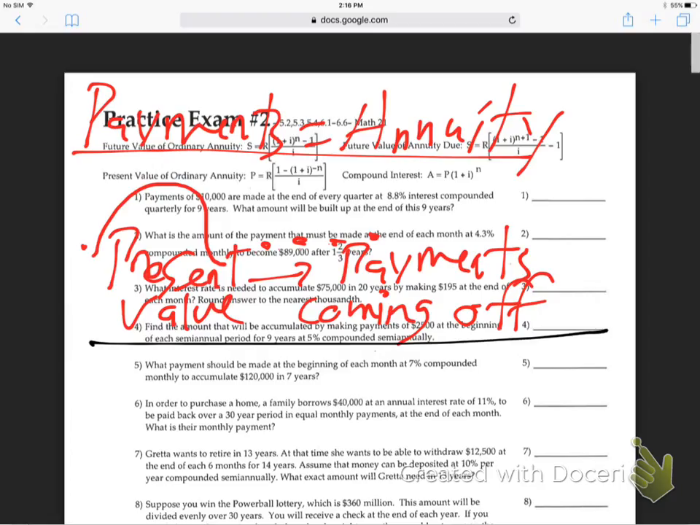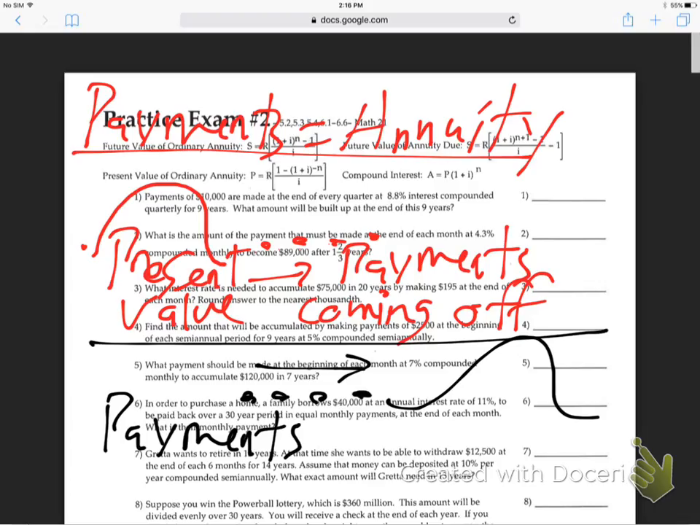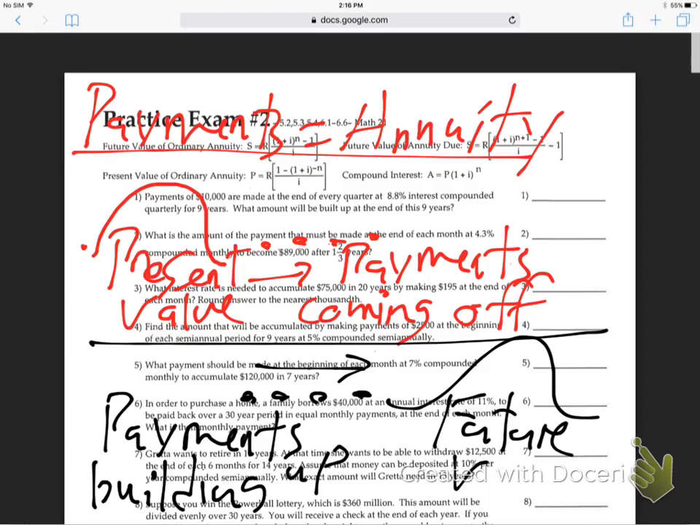And then the other case is we have little payments building up to a big pile later. Payments, instead of coming off, they're building up. And this is a future value because the pile is later. It's in the future. I'm trying to help you distinguish whether it's a present value or a future value. It's all about what the payments are doing.